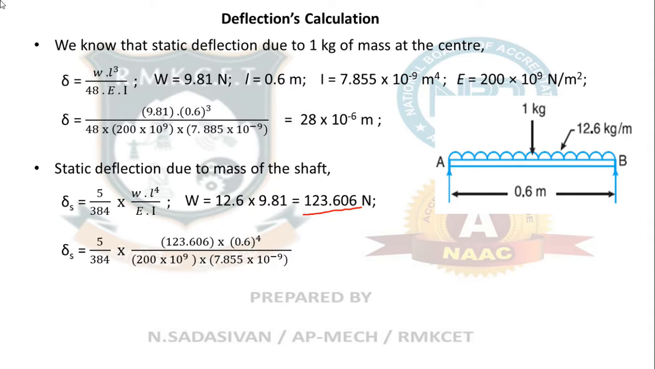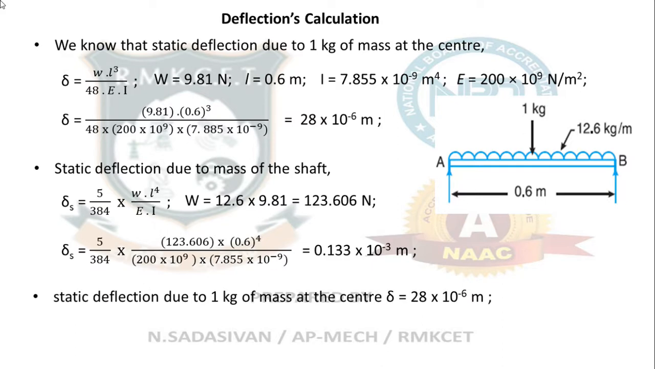So 5 by 384 into, this is weight per meter, so 12.6 kg per meter into 9.81, which is 123.606, into length power 4, that is 1 power 4, divided by 384 EI. E and I are the same, no change. Now if I calculate it, the static deflection due to the self weight of the beam is 0.133 millimeter, that is 0.133 into 10 power minus 3 meter. So static deflection due to 1 kg is 28 into 10 power minus 6, and due to self weight is 0.133 into 10 power minus 3.